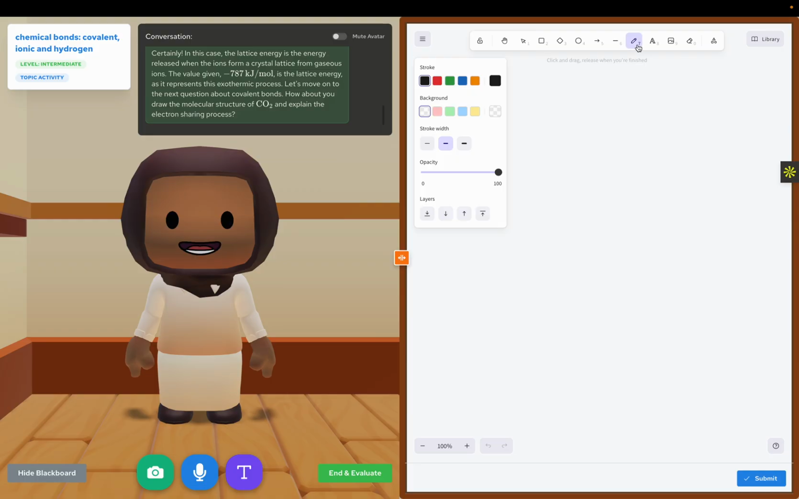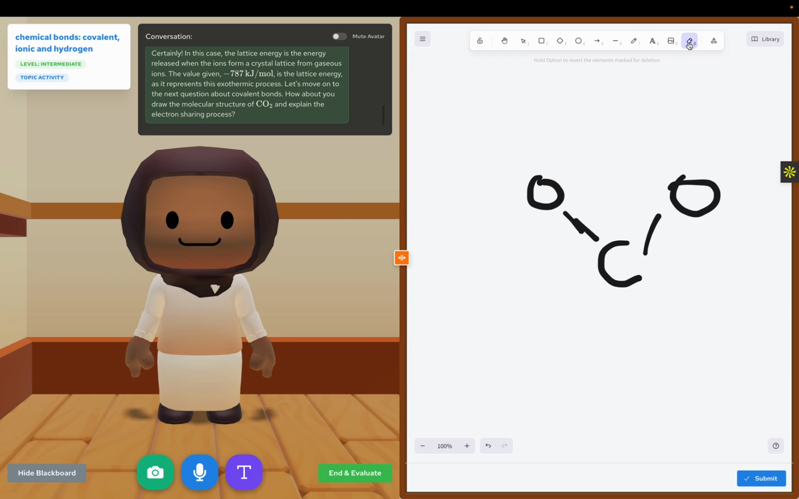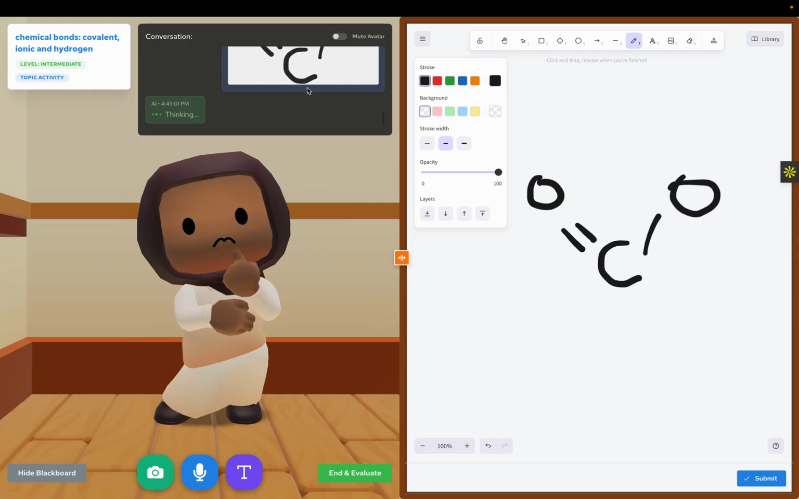How about you draw the molecular structure of carbon dioxide and explain the electron sharing process? Okay, so we're going to use our whiteboard here and draw the structure. Let's say I draw it here. Erase this, try again. Okay, let's submit this and see what it says.